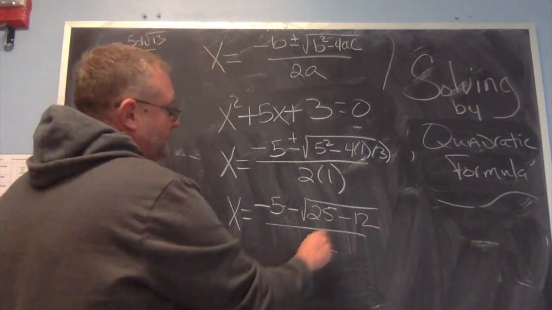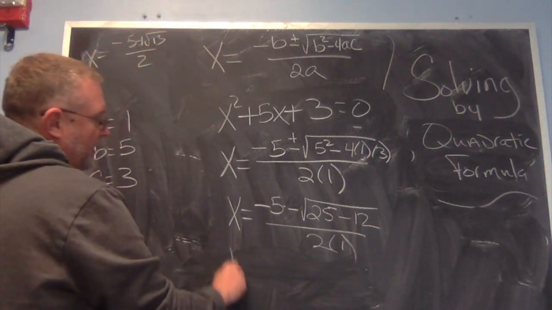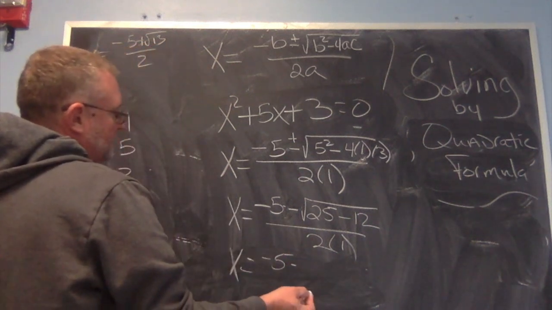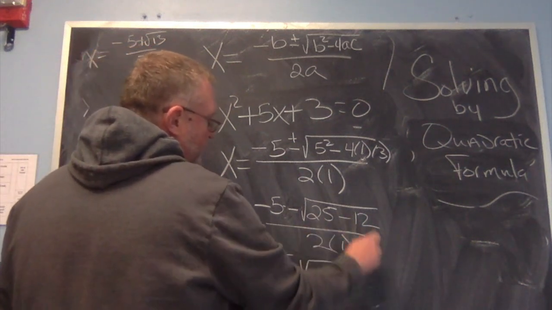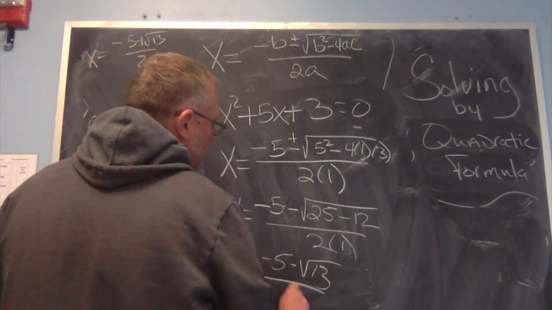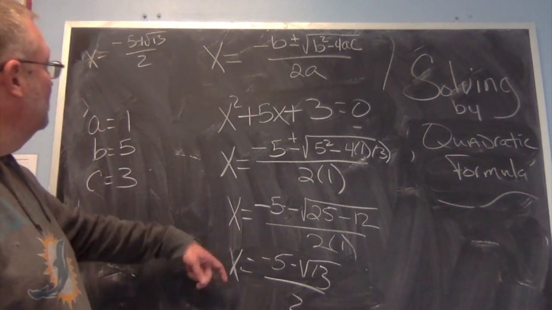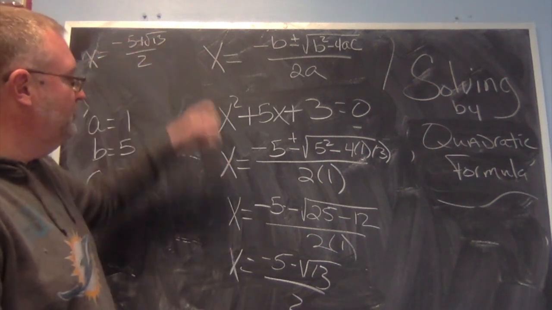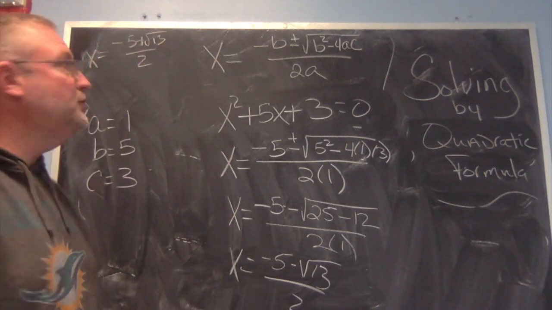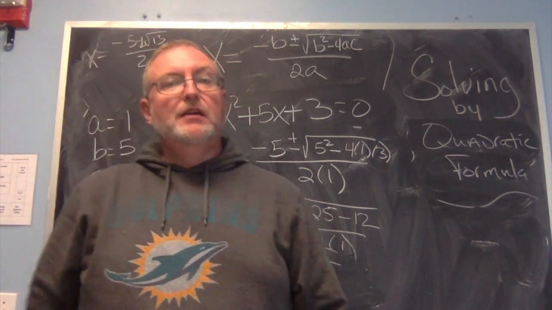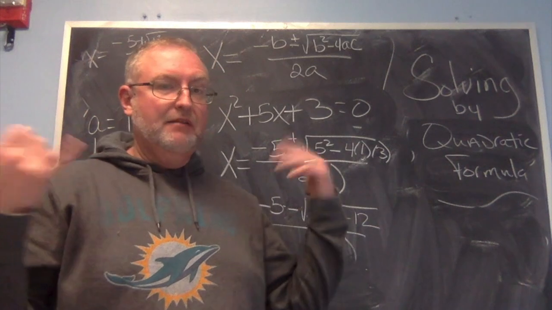All right? So now I have x equals negative 5 minus the square root of 25 minus 12, which is 13, over 2, and you're done again. The only difference is it's negative 5 plus square root of 13, and negative square root of 13. You could just write it like this, and that's fine too. Basically, if it doesn't come out in pure numbers, you're going to have just that.